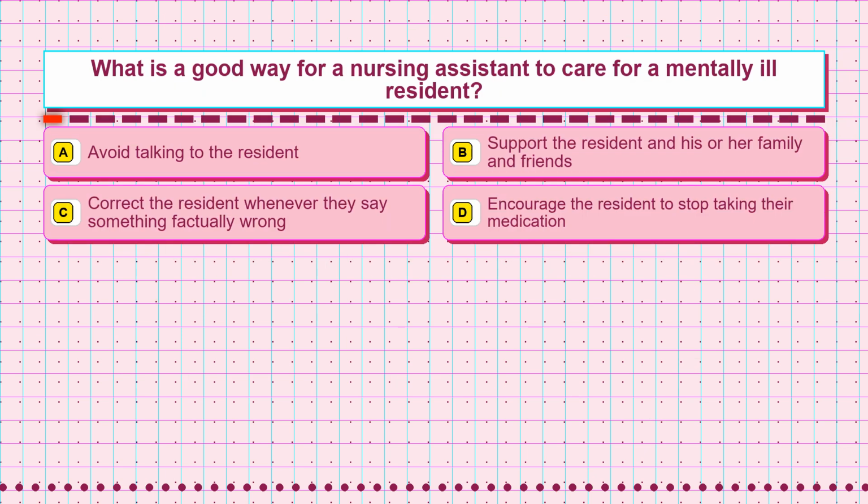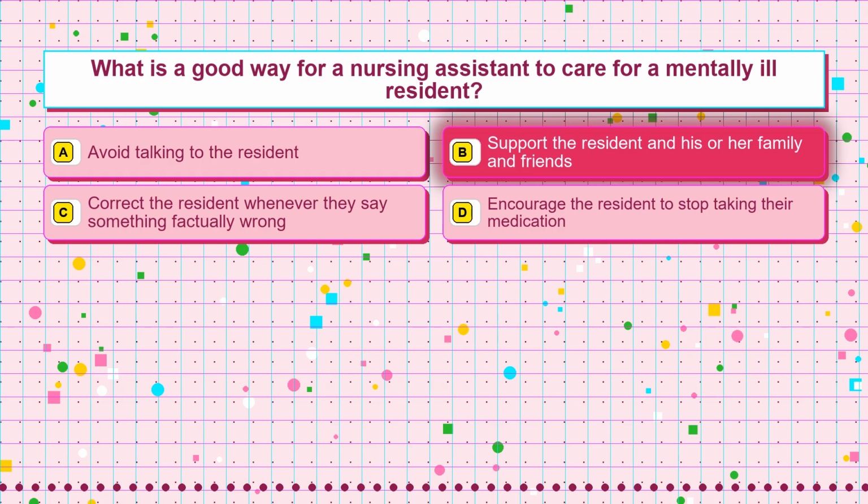Question 54. What is a good way for a nursing assistant to care for a mentally ill resident? Option A. Avoid talking to the resident. Option B. Support the resident and his or her family and friends. Option C. Correct the resident whenever they say something factually wrong. Option D. Encourage the resident to stop taking their medication.